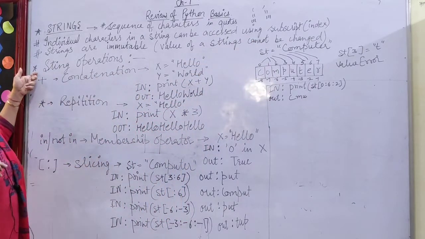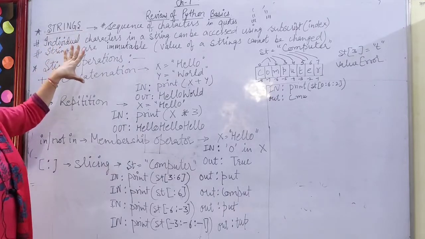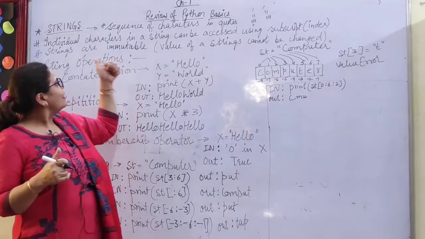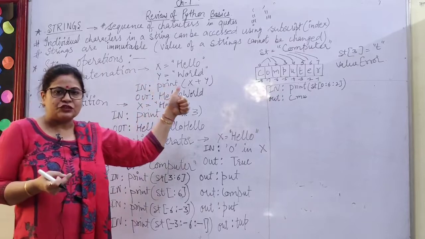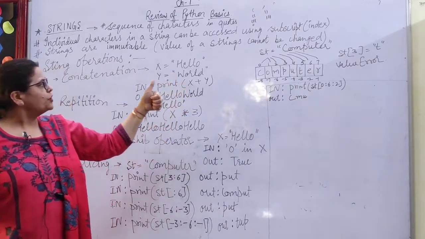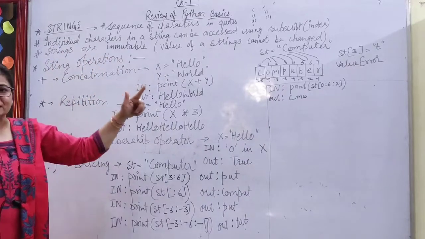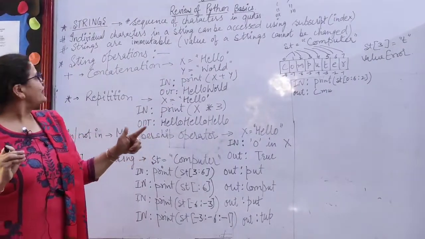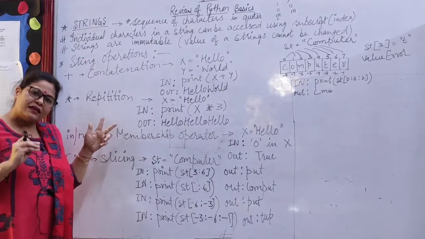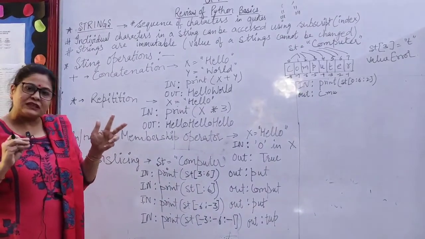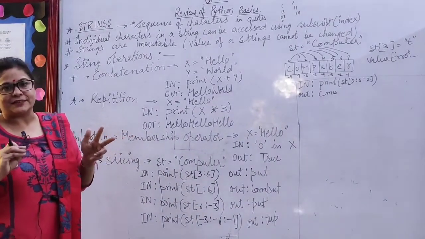And the third characteristic is that we can collectively divide strings into 3 parts. Strings are a sequence of characters which are written in single quote, double quote or triple quote. The second one is that an individual character in a string can be accessed using the subscript or an index. And the third one is that strings are immutable, meaning the value of the string cannot be changed once it's created.